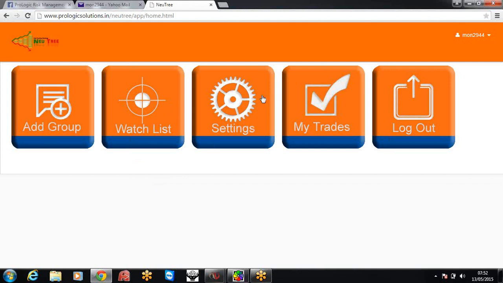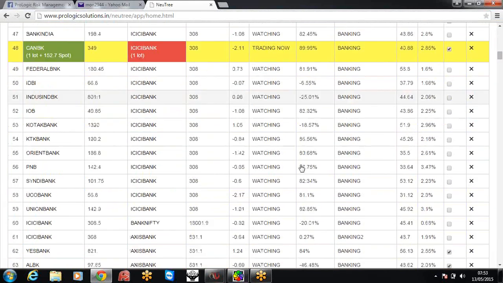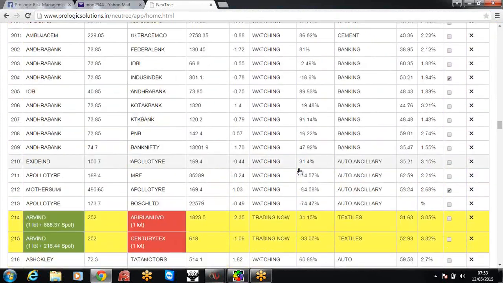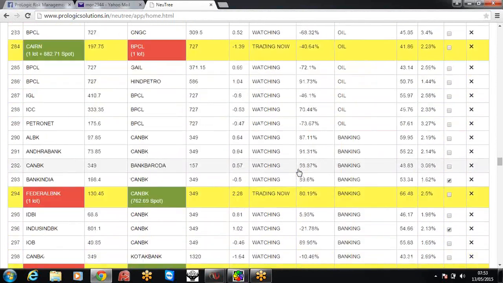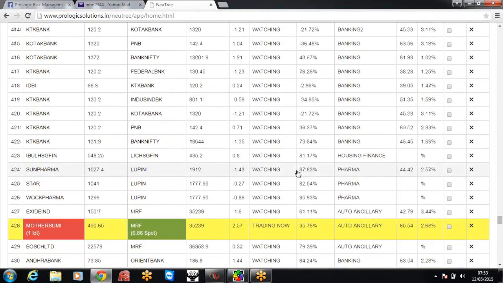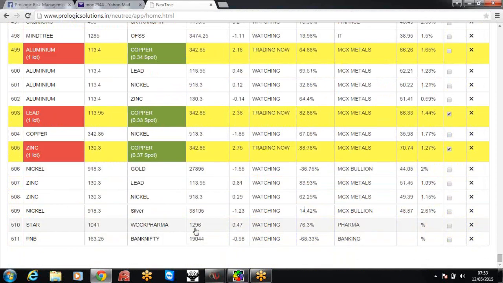So you have the watch list, you have the settings button where you can set your investment, and my trades is nothing but whatever trades you are already into, you can add it into the my trades window. So these are the pairs that we have currently running. So you can see roughly around 511 pairs are there.